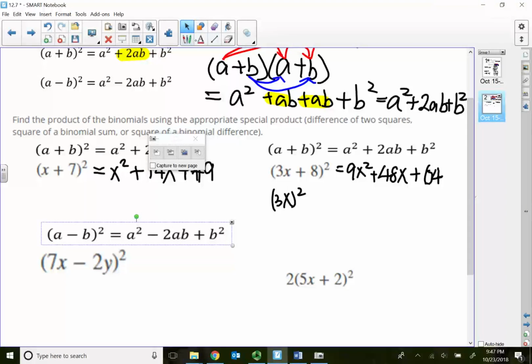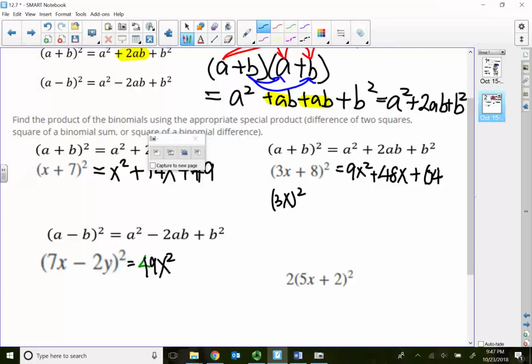All right, my a is 7x. So when it says a squared, my answer should be a squared. That means my entire 7x whole thing squared. That will give me 49x squared. Right? Minus, take a number 2 times my a times my b.